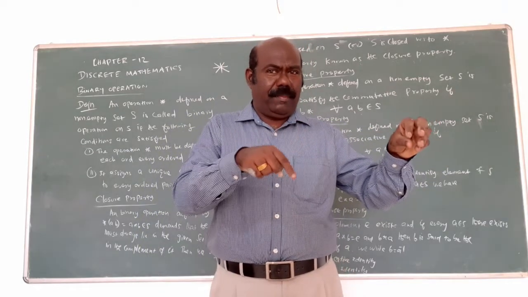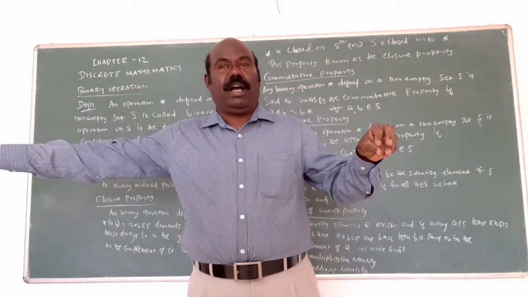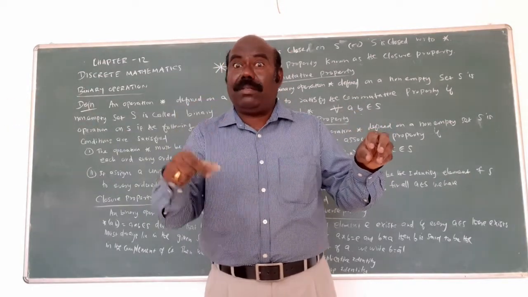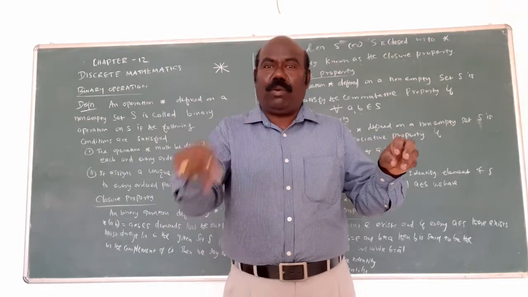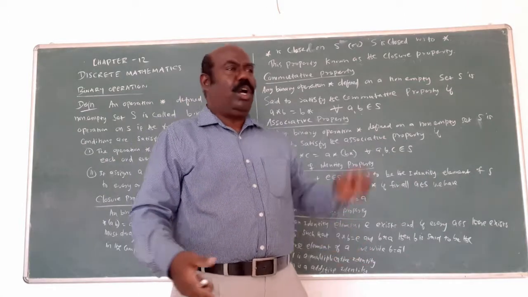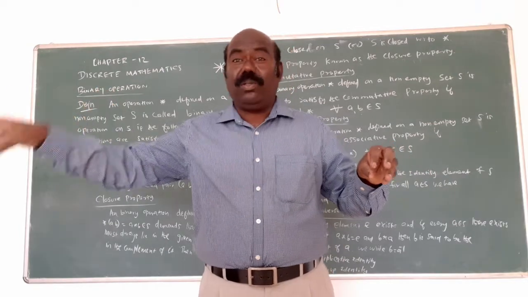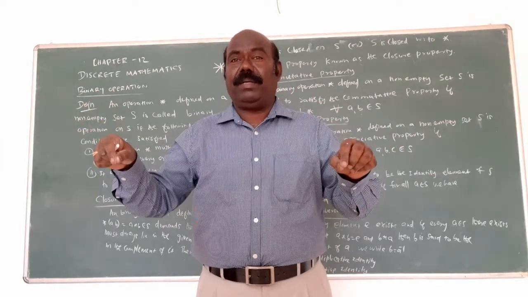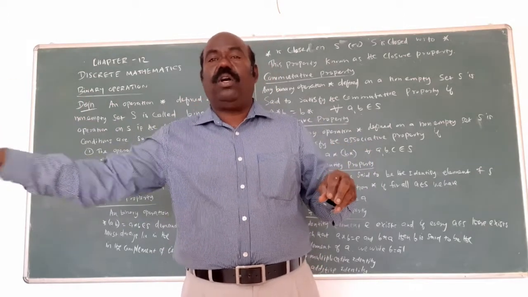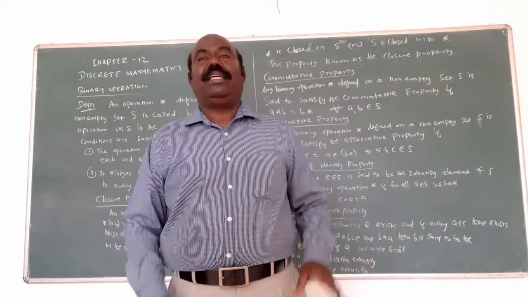In this way, the inverse. We already found the multiplicative identity element, which is 1. For 2 into dash equals 1, what is dash? 1 by 2. Am I right? 1 by 2 is the inverse element. Suppose addition: 2 plus dash equals 0, because in addition the identity element is 0. Dash is what? Minus 2. So minus 2 is the inverse of 2. In this way you use it.